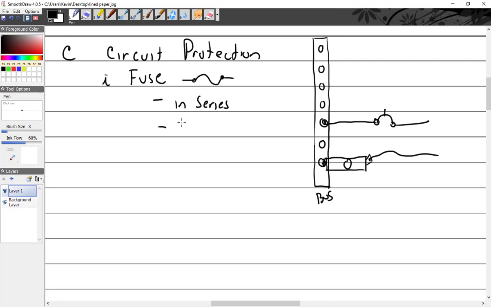Is it reusable? No. They're expendable. How are they rated? Capacity is rated in amps.